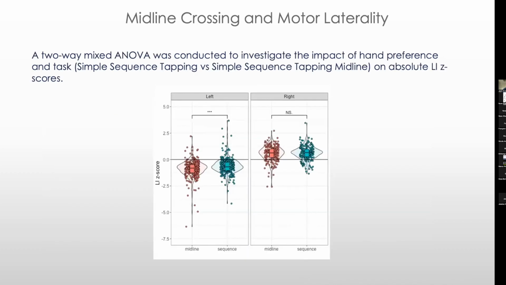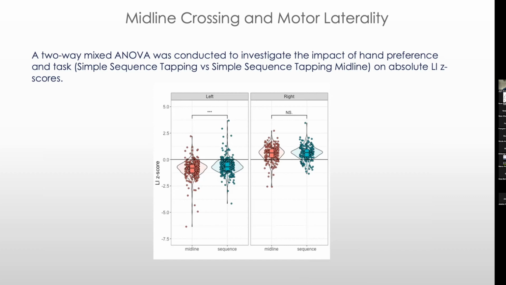And then to investigate the effect that midline crossing had on motor laterality, we first converted the LI scores to absolute LI scores. So we dropped the negative sign on all of the negative LI scores. And we then ran a two-way mixed ANOVA to look at the impact of hand preference, so left versus right, and task, so the simple tapping task and the midline version of that task, on absolute LI scores. Just note that the pirate plot shows the raw LI scores rather than the absolute LI scores.